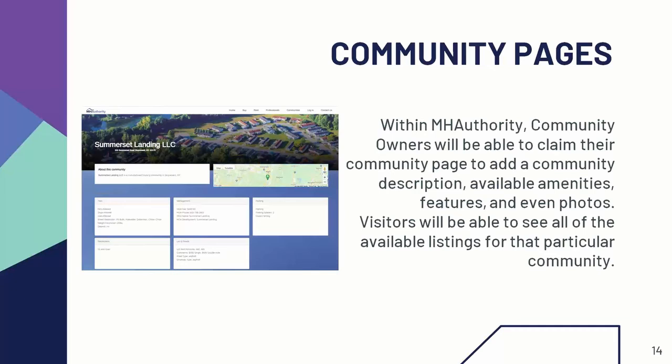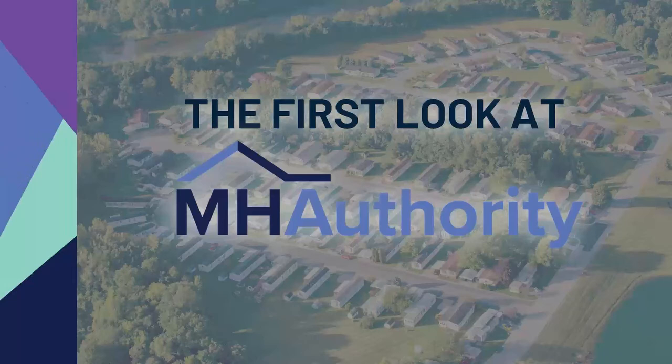And additionally, we've also created a great experience for those buyers when they visit the MH Authority website. We've created special community pages that allow community owners or the dealer to claim the community. And with that, they're going to be able to upload and add a community description. They're going to be able to post the available amenities, features, and even add custom photos. And from these community pages, visitors are also going to be able to view all of the available listings from within that particular community. So let's go ahead and take your very first look at MH Authority.